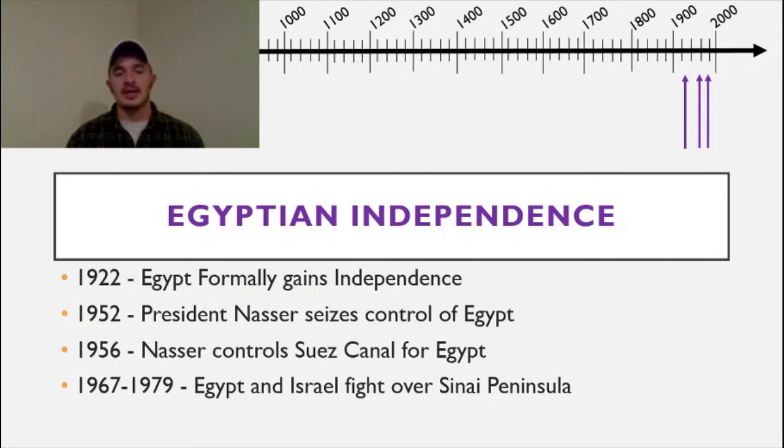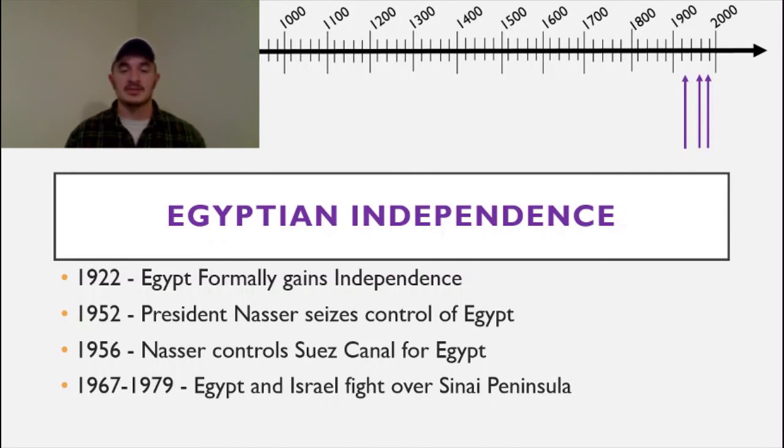Nasser would be a form of a dictator in the area. He would call himself president, but he would still be a dictator, and through using military leaders, he would gain control of the country, fight off and kick out the British, and then over the next couple of years, he would slowly gain control of the rest of Egypt.